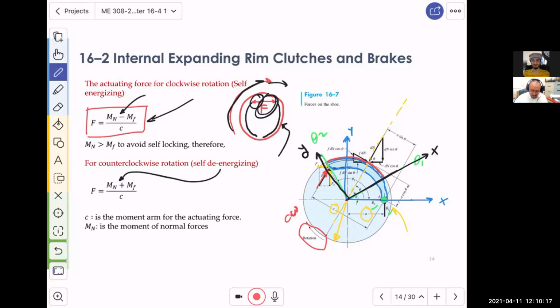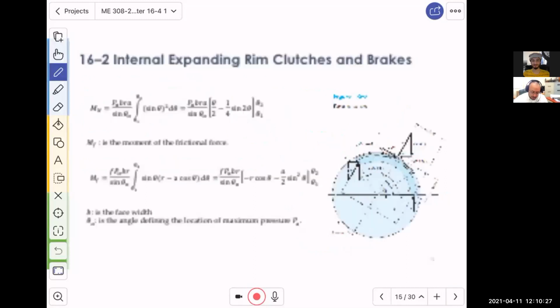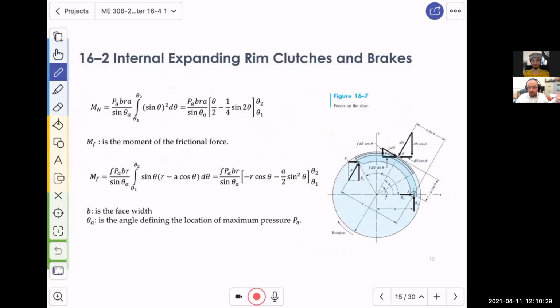And thus, one disc, two shoes, one of them is self-energizing, the other one is not. You see that? So basically, then we said, okay, what are these moments? Well, luckily, this isn't very difficult. We have the moment equation given to you right away.